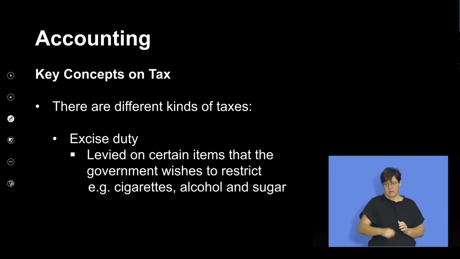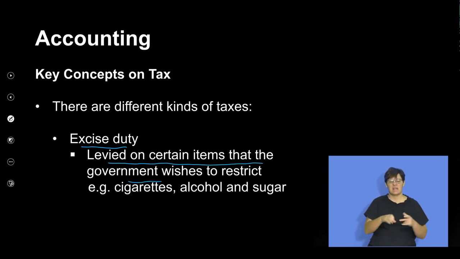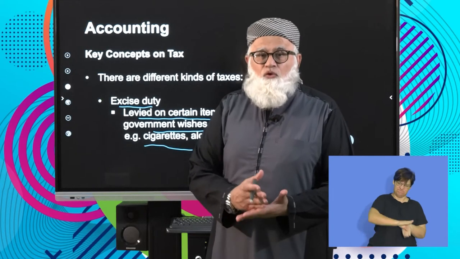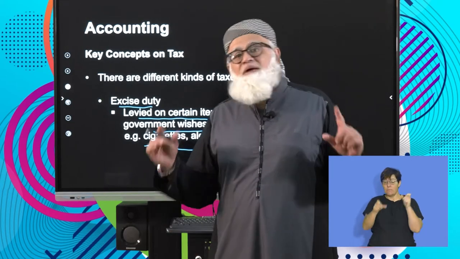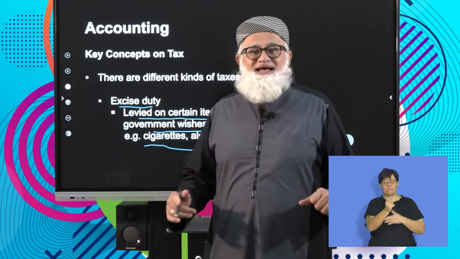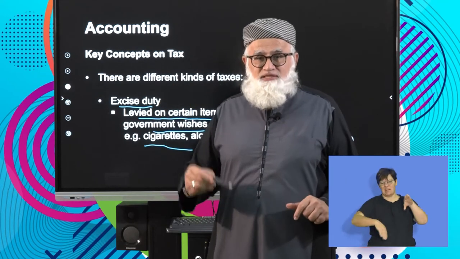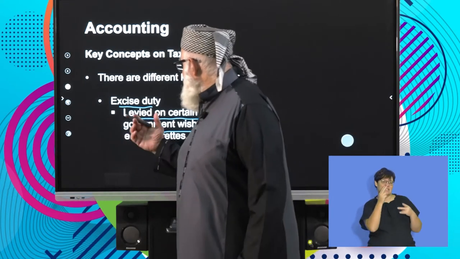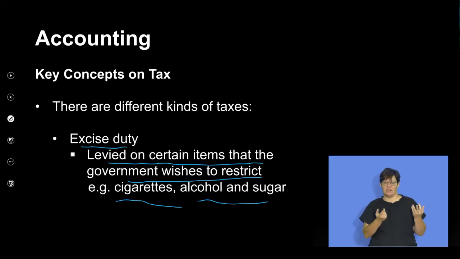Then you have excise duties levied on certain items that the government wishes to restrict, for example, cigarettes, alcohol, and sugar. They want to limit the usage, and therefore you have what is sometimes referred to as a penalty tax. That means you're paying taxes on items such as cigarettes, alcohol, and sugar, etc.